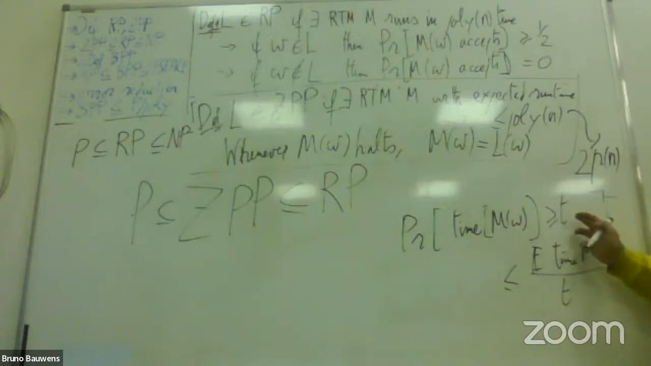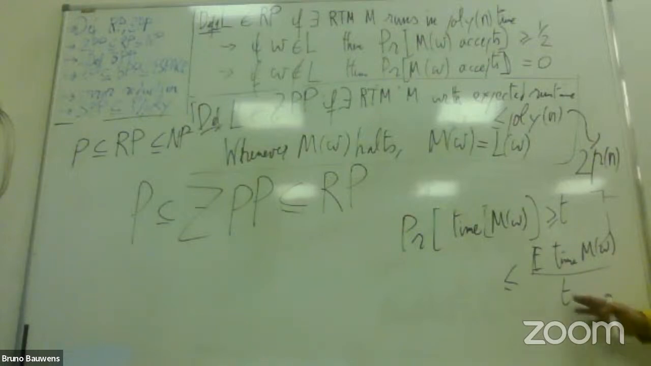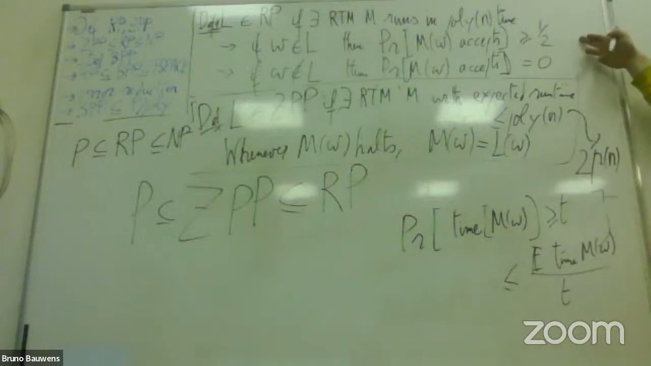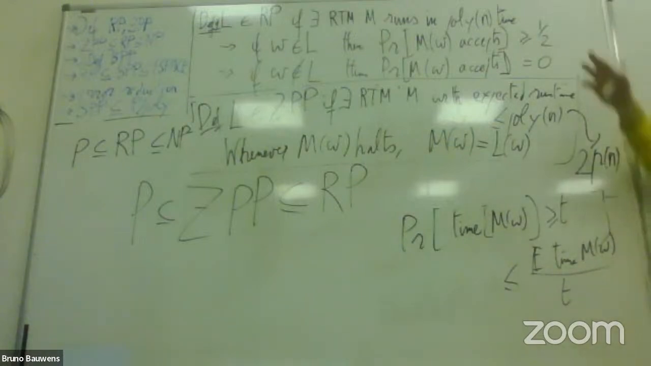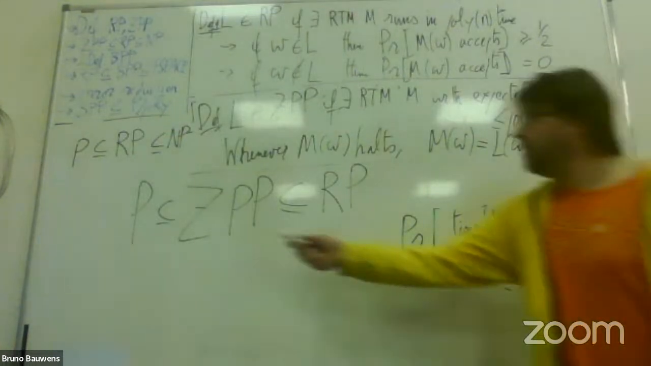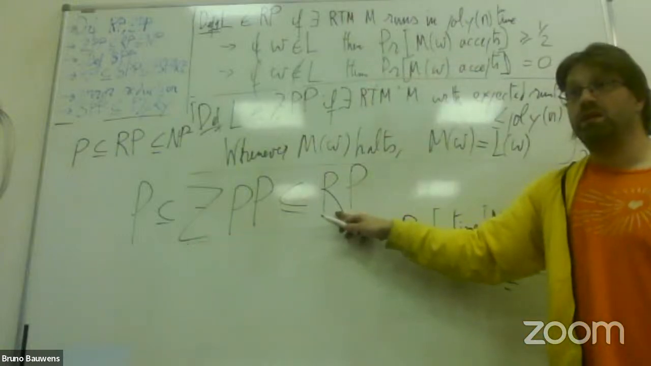So the probability that it runs for time longer than t is at most the expected value divided by t. This is just the Markov inequality, because runtime is a non-negative random variable. And so when we substitute t equal to 2 times the expected value, we have at most 1/2, and this is what we need here. And so we break off the machine with probability at most 1/2. And if this doesn't happen, we for sure give the correct answer. Okay, so now we have proven that ZPP is a subset of RP.